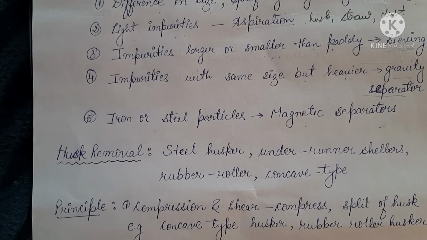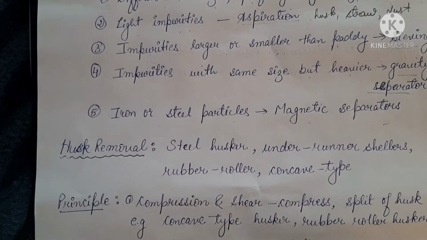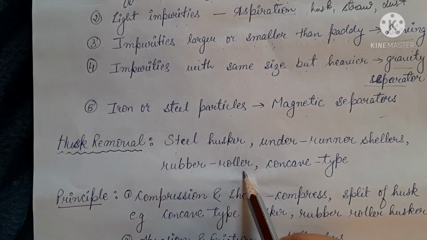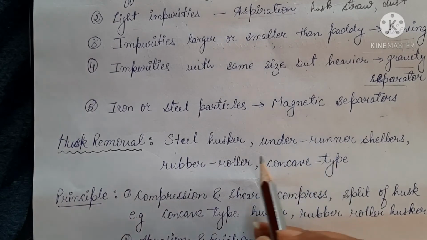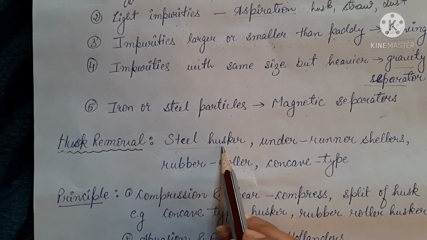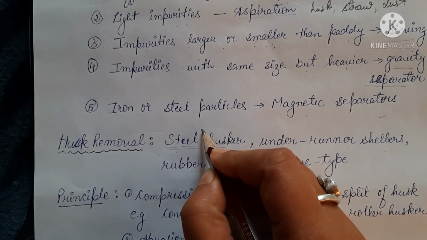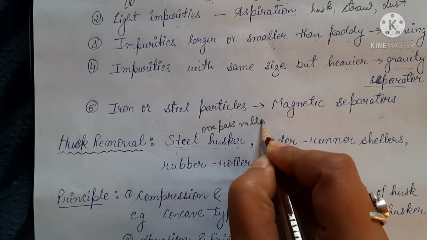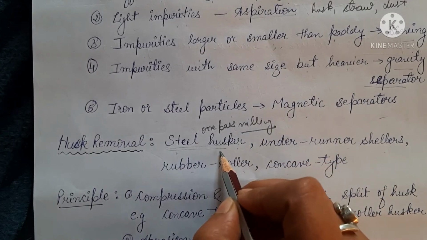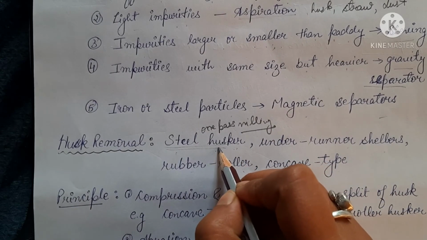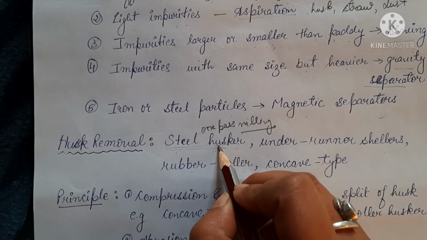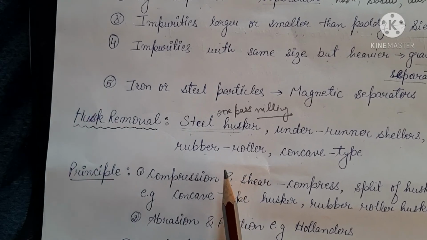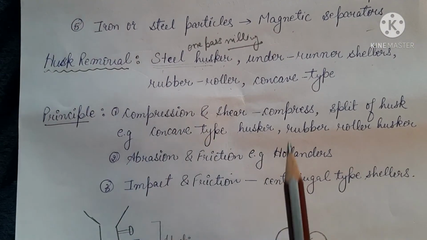Next we'll talk about husk removal. For husk removal, we use steel huskers, underrunner shellers, rubber roller, concave type, and many others. Steel huskers are also known as one pass milling. Why? Because in this husker, husking and polishing both processes take place in one machine only, right? The principles behind husk removal, I'll explain one by one.